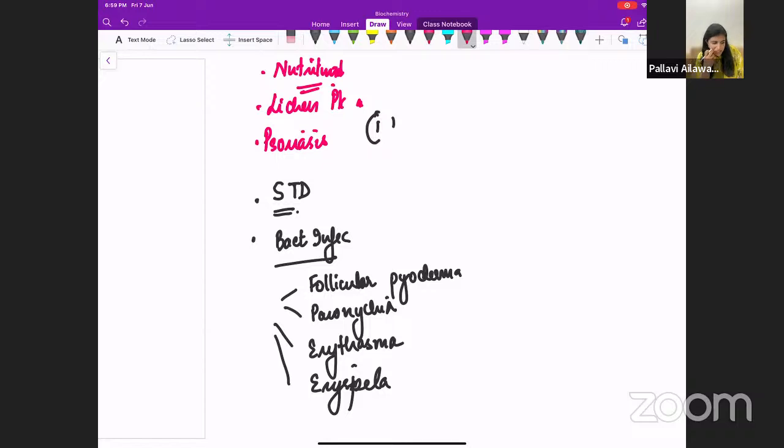Multiple sclerosis does not really have dermatological manifestations. So don't have any questions from dermatology here that will be covered in medicine. Any other doubts?